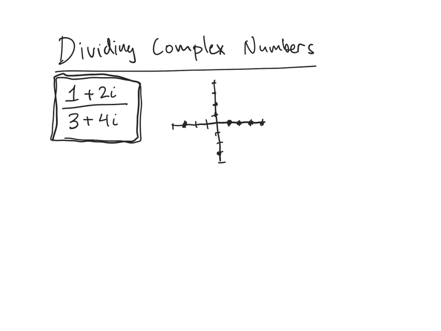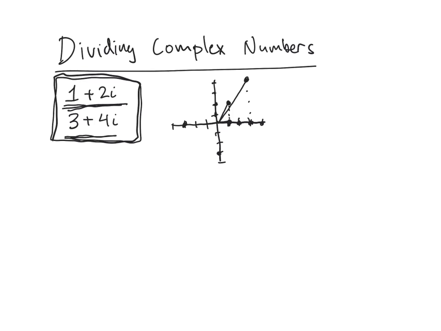So let's take the numerator right here, our number 1 plus 2i. That means we've got to go over to 1 and then go up to 2i, and that is our complex number right there. Similarly, if we look at this number here on the denominator, then we've got to go over 3 on the real number line and then go up 4 on the imaginary number line, like that. So we can represent these 2 points in the plane, like that.